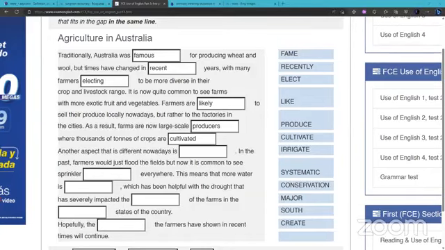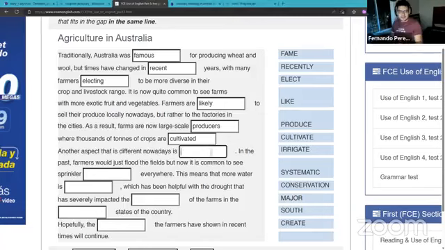Another aspect that is different nowadays is irrigation. Correct. Because we are talking about crops. We are talking about crops, agriculture. All the topic suggests that you need to talk about the same topic. No, irrigation is to water the plants and the crops. That's correct. Next, Isaac.